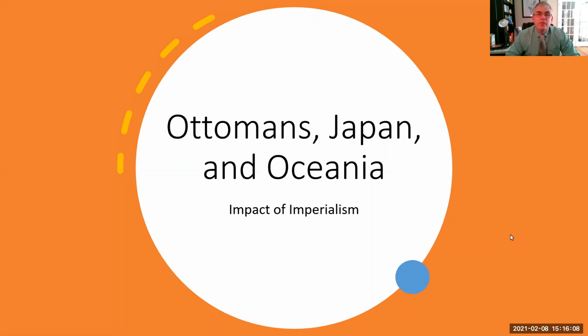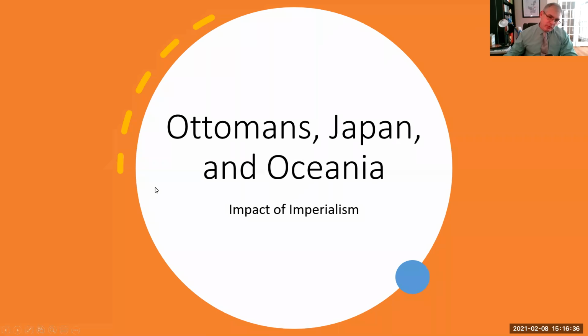Hello, and today we're going to be focusing on the Ottoman Empire, Japan, and Oceania during the Age of Imperialism. And what we want to do with all three of these regions is take a look at the impact imperialistic policies had on the area and how they changed those three particular regions. And we're going to find that each of these regions have a different impact depending on what's going on. So let's go ahead and get to it.